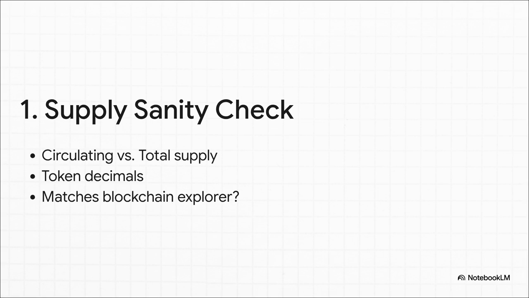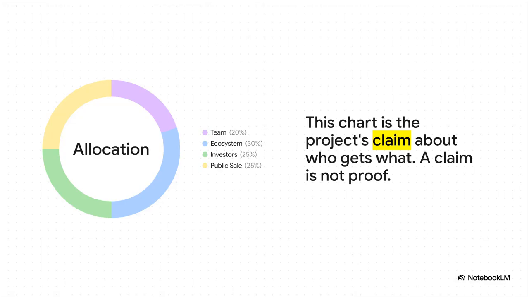Do the basic numbers on their website, circulating supply, total supply, even the decimals, actually match what's on the blockchain explorer? If something as simple as the total supply is off, that's a huge red flag right out of the gate. All right, point number 2, allocations.